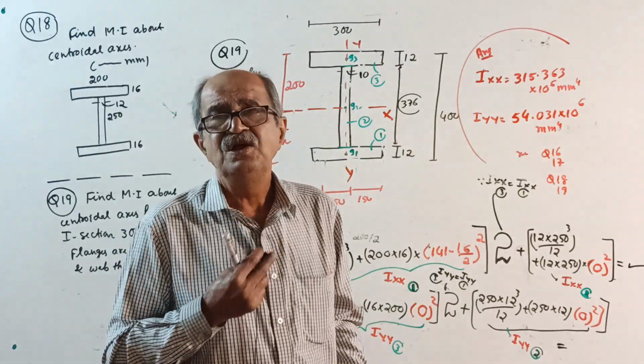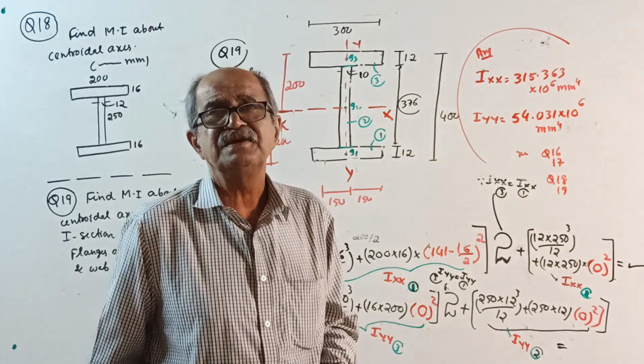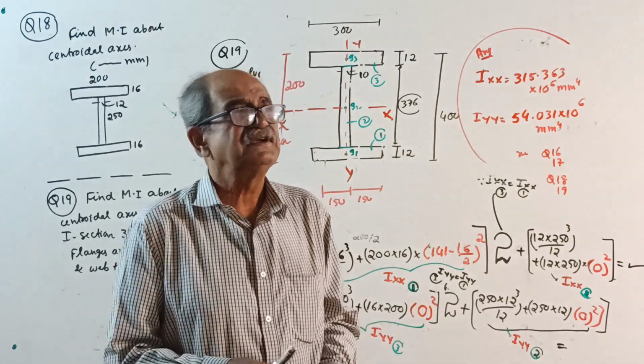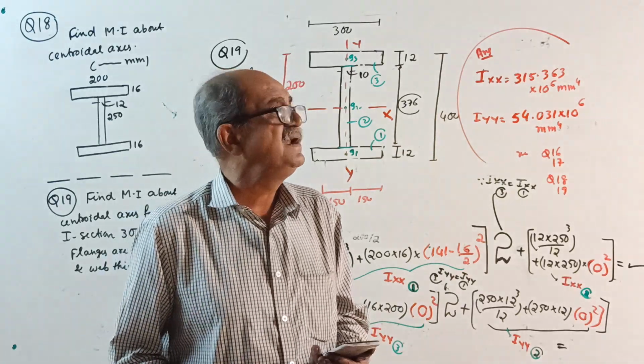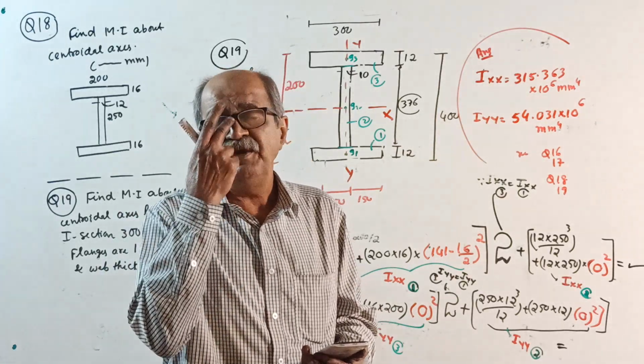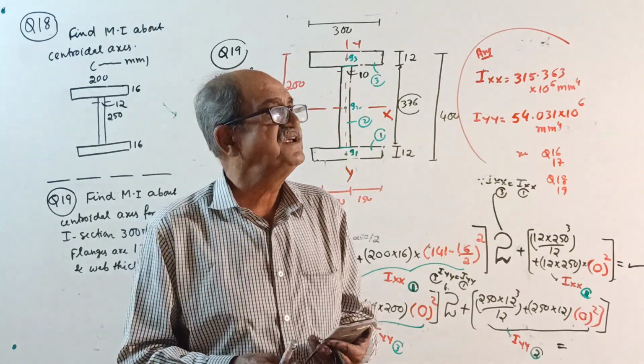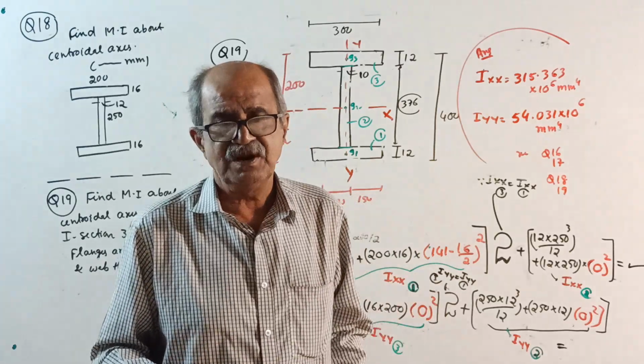I will write the heading: shortcut method for moment of inertia for I sections, both symmetrical and unsymmetrical. Along with that, I may tell even for hollow rectangular sections also. That also follows the same principle.